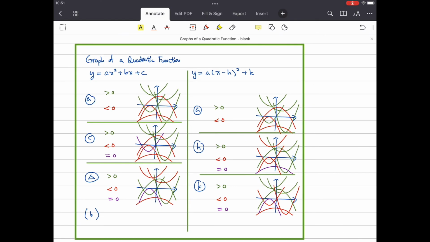Here is the answer. The curves are highlighted in different colors for your easy reference. Do you get all of them correct?